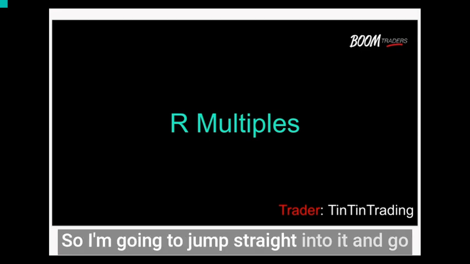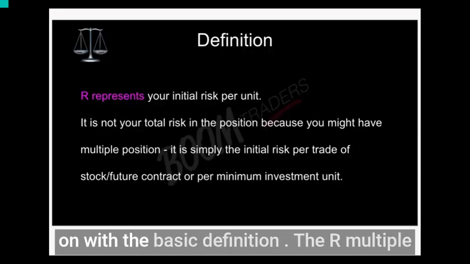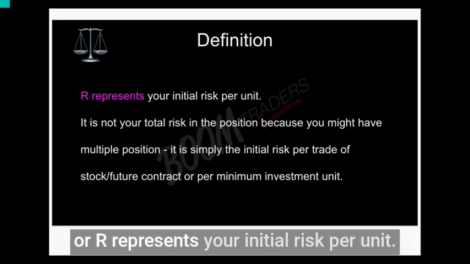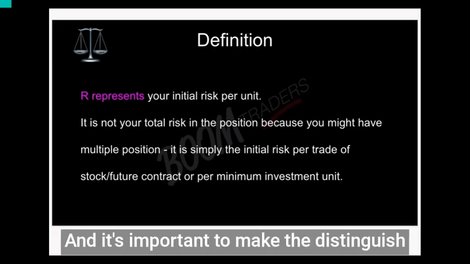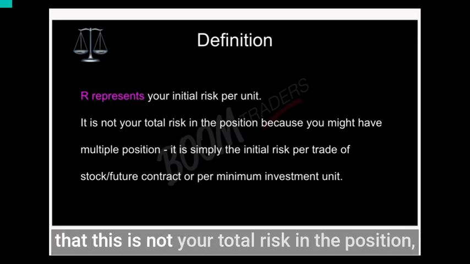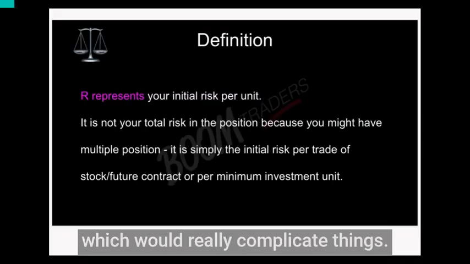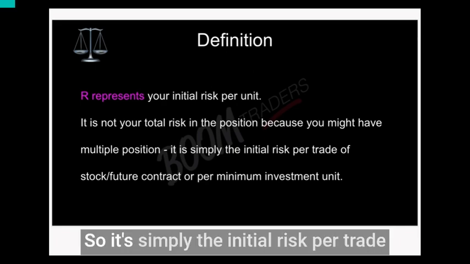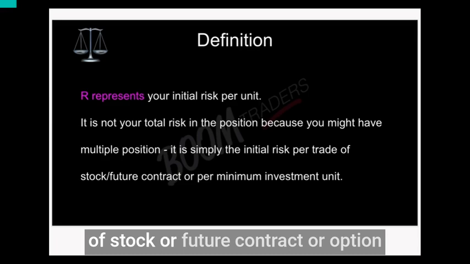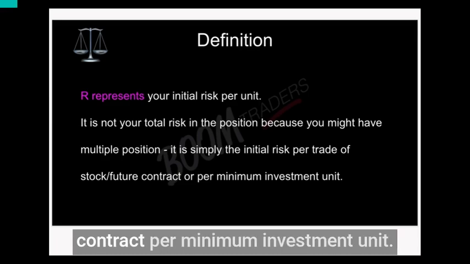So I'm going to jump straight into it and go on with the basic definition. The R multiple, or R, represents your initial risk per unit. And it's important to make the distinction that this is not your total risk in the position, because you might have multiple positions with some blended average buy price, which will really complicate things. So it's simply the initial risk per trade of stock or future contract or option contract per minimum investment unit.